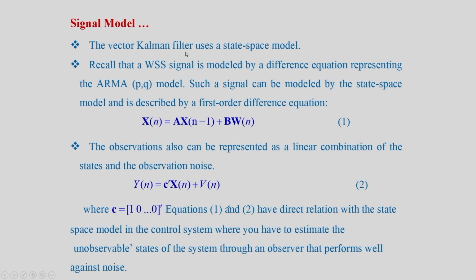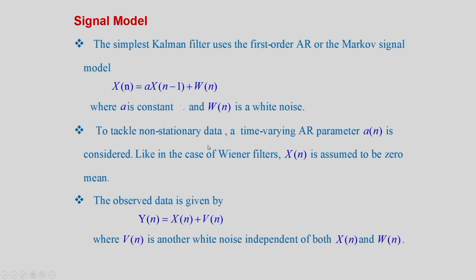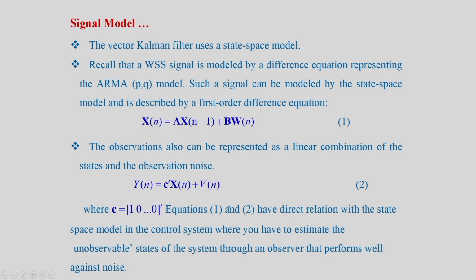The vector Kalman filter uses a state space model, instead of this simple model, Xn equals A Xn minus 1 plus Wn and Yn equals Xn plus Vn. Recall that a WSS signal is modeled by a difference equation representing the ARMA(p,q) model.